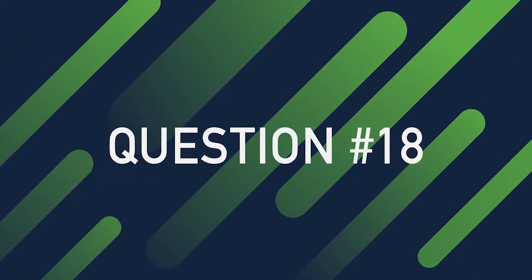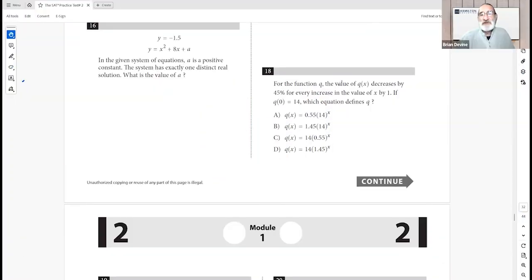Question 18. In question 18, for the function q, the value of q of x decreases by 45% for every increase of x by 1. So what they just described here is that q of x is equal to some principal value times 1 minus some rate to the x.